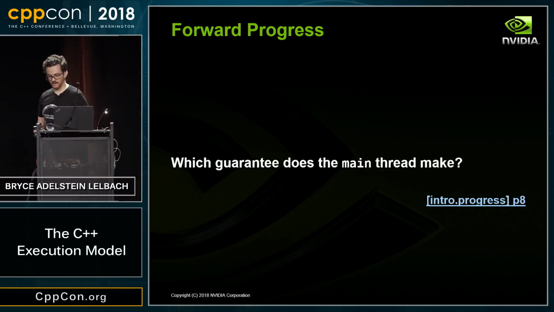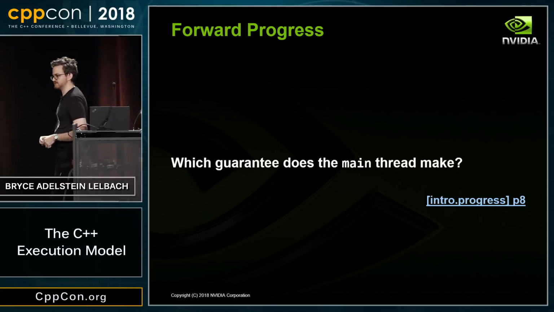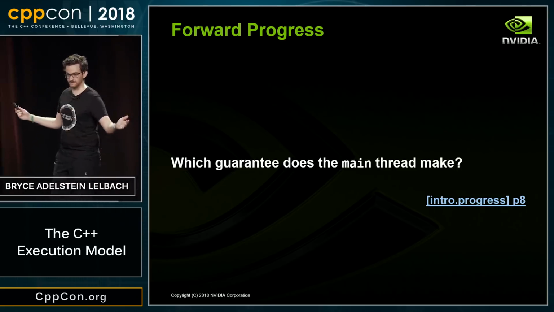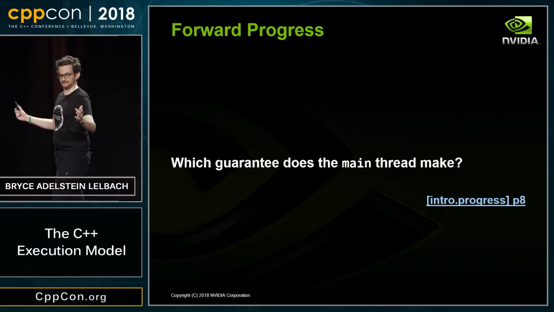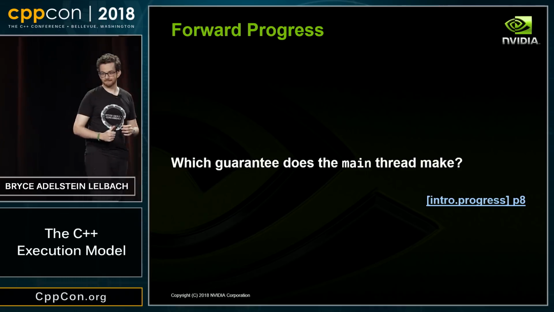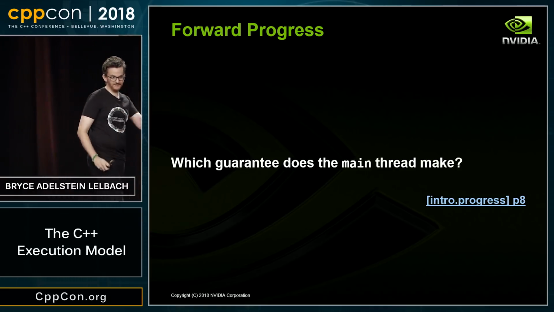So what guarantees does the main thread in C++ make? Like the thread that runs your program. What do you think you get? I want to hear some answers. What do we think we get? Weak parallel. Okay, weak parallel. Anybody else?